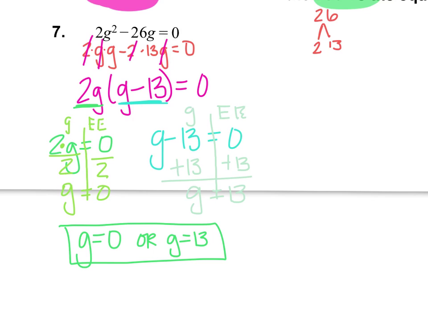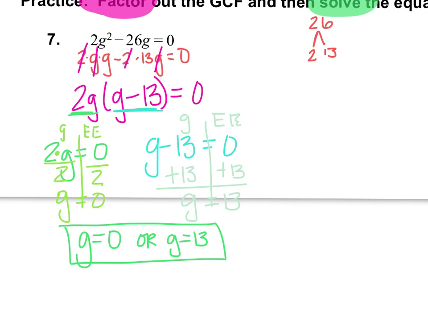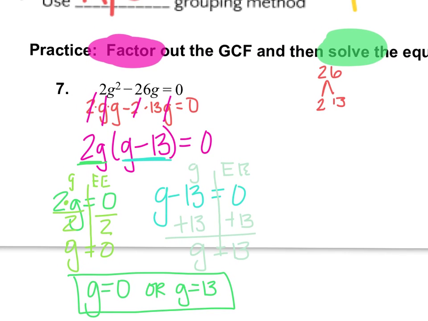I want you to notice that when I solved this, I did two things. All of my factoring, this part up here, was done in pinkish color, and all of my solving was done in green. So if you're trying to figure out which part is which, I color-coded. The factoring is the pinkish, and the solving is the green. I just used different shades.